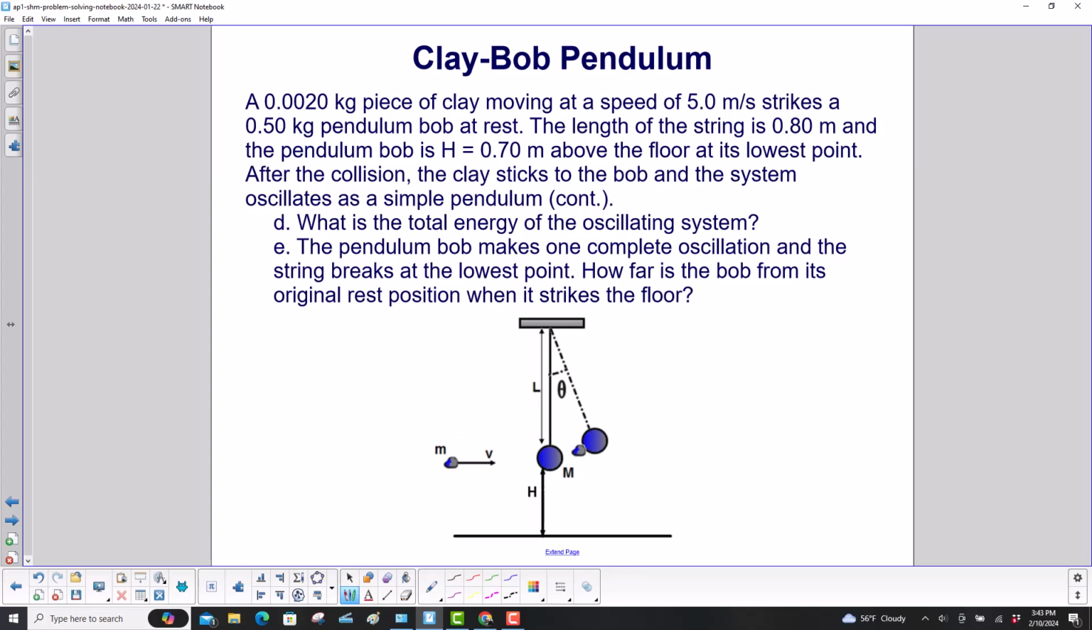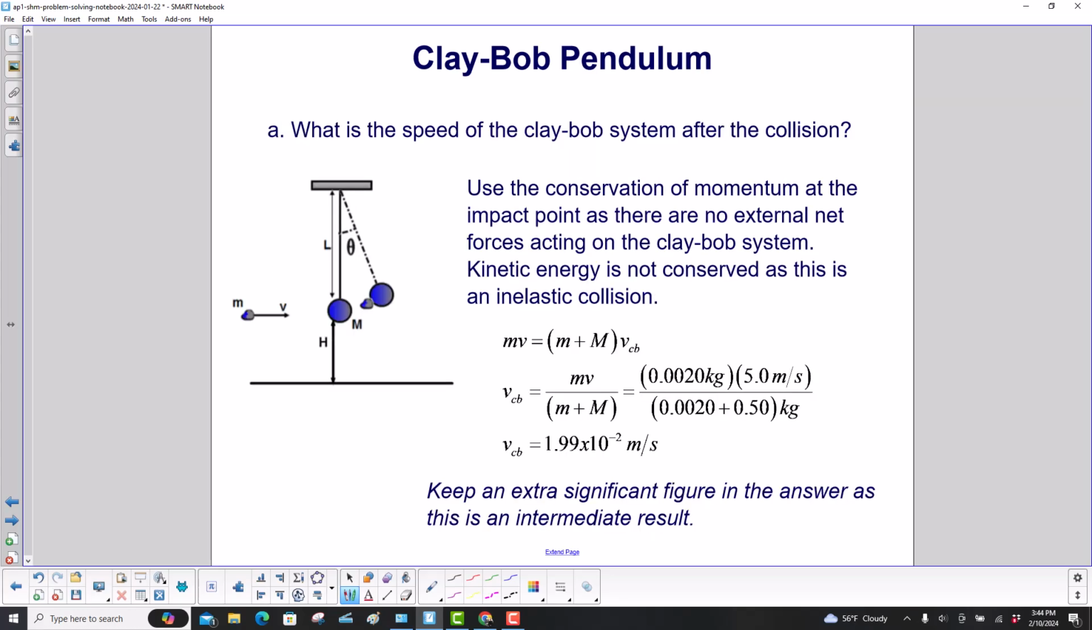Continuing the problem, D. What is the total energy of the oscillating system? And E. The pendulum bob makes one complete oscillation, goes like this and comes back, but the string breaks at the lowest point. How far is the bob from its original rest position when it strikes the floor?